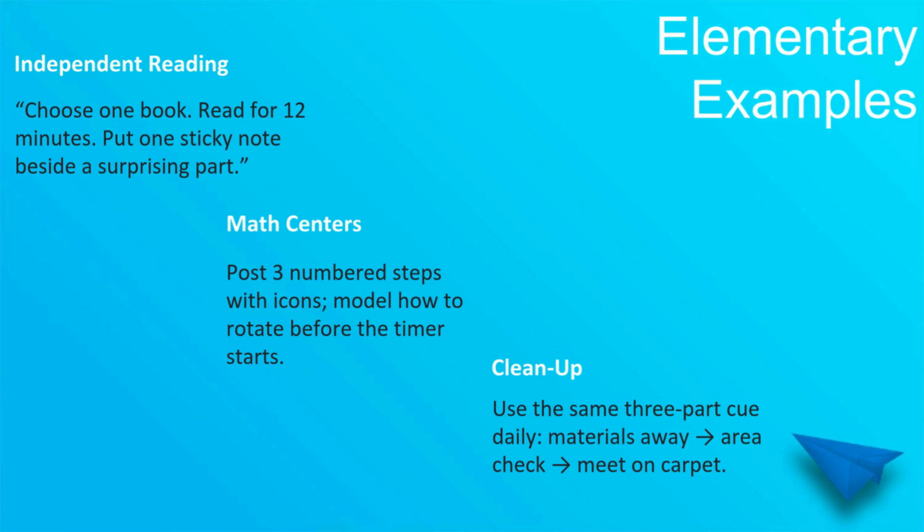So let's look at some grade band examples. As always, they're interchangeable, but elementary examples: independent reading, with clear, concise directions: choose one book, read for 12 minutes, put one sticky note beside a surprising part. You can't get any simpler than that, right? We have cleanup: use the same 3-part cue daily: materials away, area check, meet on carpet. Clear, concise instructions and directions.